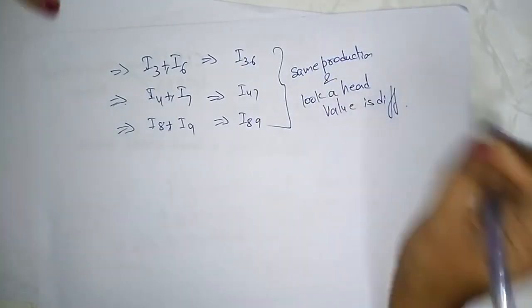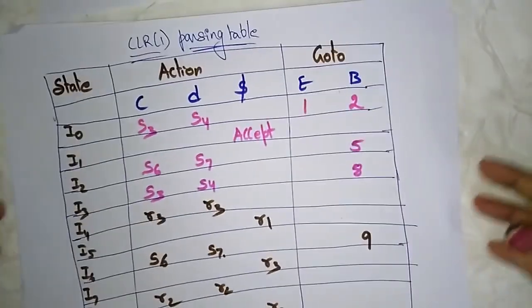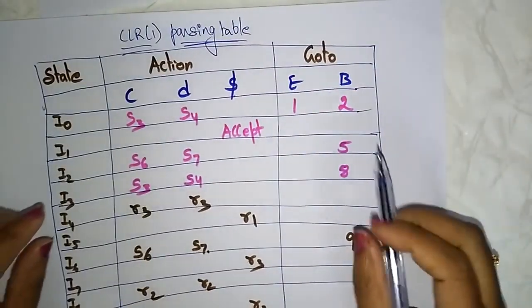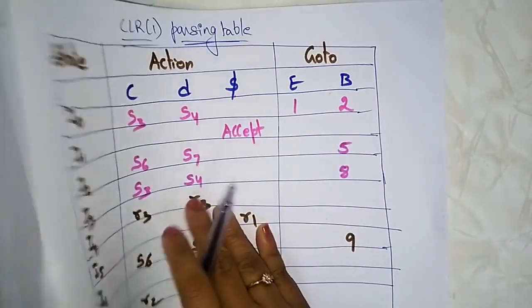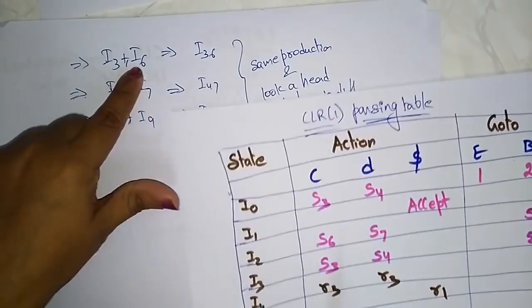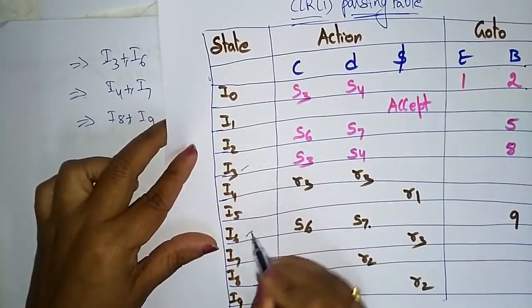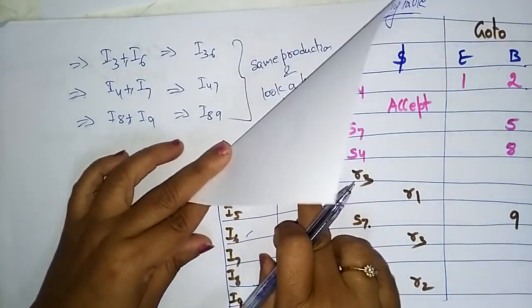Value is different. Okay, so now reduce the table. Reduce the CLR table. Let's check. So here, what does that state? I2, I3 and I6 have the same production. I3 and I6 have the same production. So in place of I3 and I6, just write 3, 6.